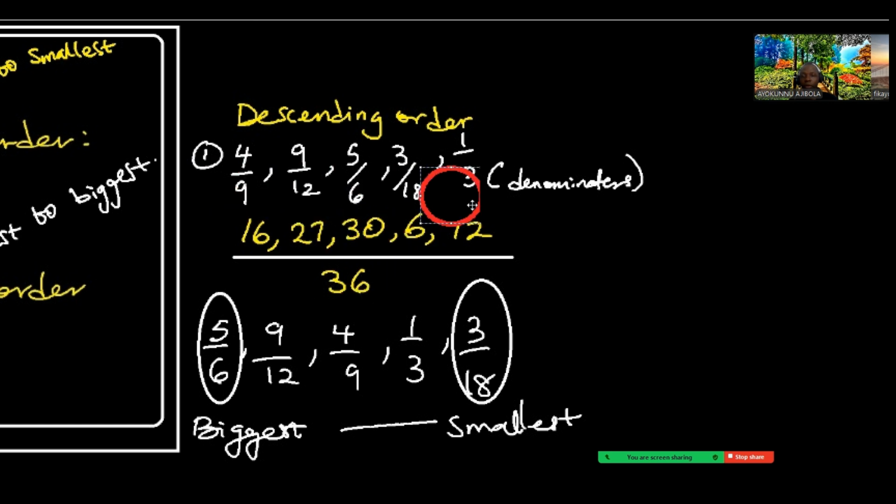Now, we cannot use 18. If all the remaining numbers can divide 18, then we'll use 18. But look at it: 9, 6, and 3 will divide 18, 12 would not. That's why we have to go for the next multiple of 18. So, what is the next multiple of 18? Just add 18 plus 18 and tell me your answer.